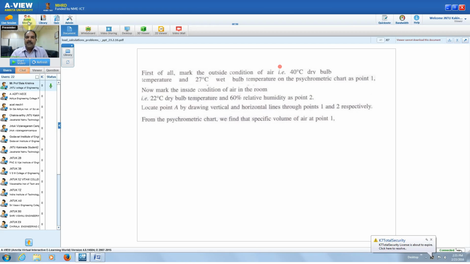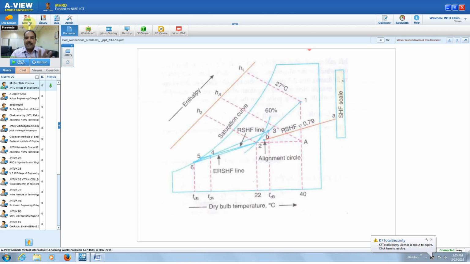And these are the steps to follow. This is the psychometric chart. You already know what a psychometric chart is; we have seen it in the last two classes. And first point, how to draw.